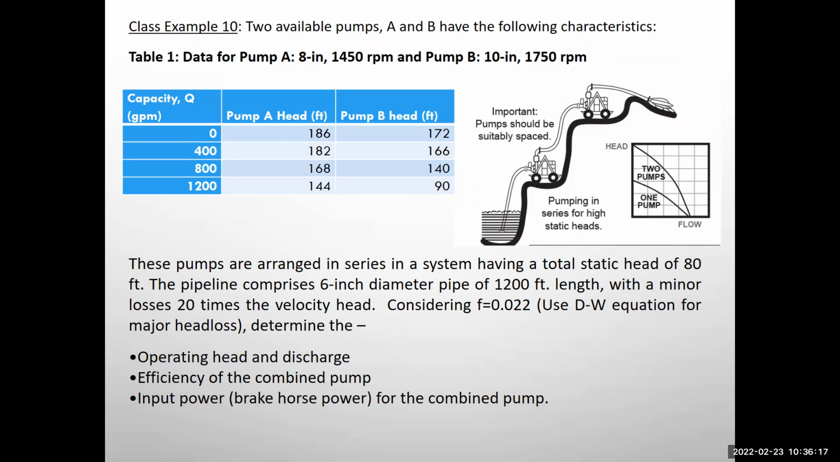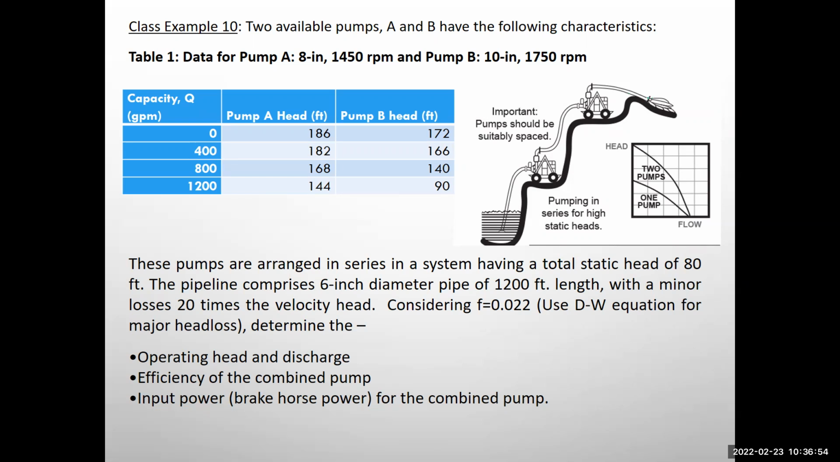These pumps are arranged in series. A system having a total static head of 80 feet. The pipeline provides a 6-inch diameter of 212,000 feet length. The minor losses are 20 times the velocity head, considering f is equal to 0.022. Using the DW equation to make a loss, determine the operating head of discharge, the efficiency of the combined pump, and the input power, required power for the combined pump. Thank you very much. So we have two pumps in a system.